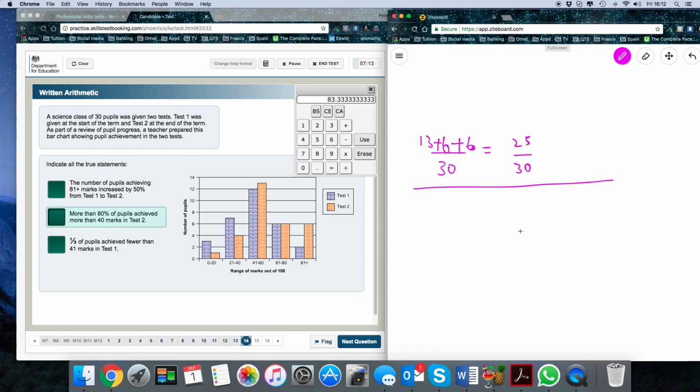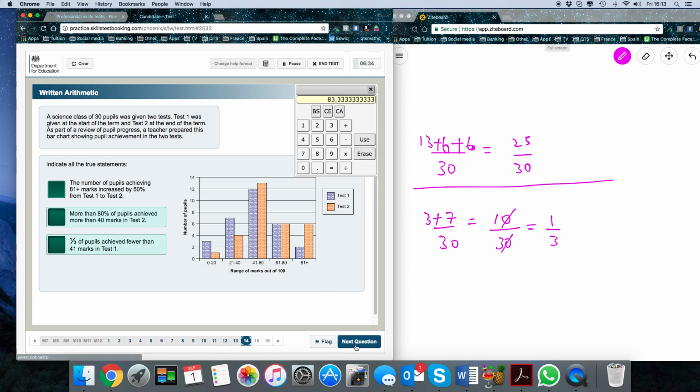Same with the next one. Ignore the 1/3 of pupils. Not going to bother with that. I'm going to come up with my own fraction. It's not the only way to do it, but I'm going to be consistent and do the same thing. So we know that it's 30 again on the bottom. Fewer than 41 marks in test 1. Test 1 is blue, so we need this bar here. This is 3 people. And then we need this bar here. This is 7 people. So we get 10 over 30. You could use your calculator here, but I think that's such an easy fraction to simplify. Just knock the zeros off of each one. It is indeed a third. It's a true statement. There we go. Move on to the next question.